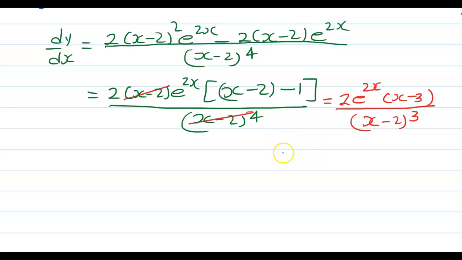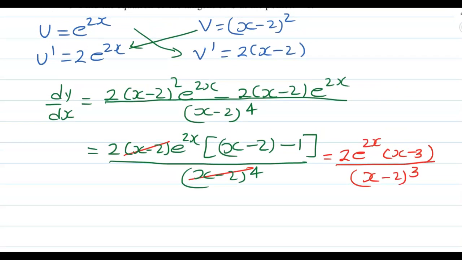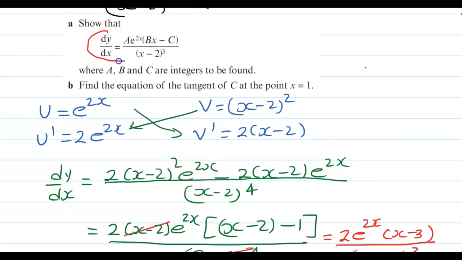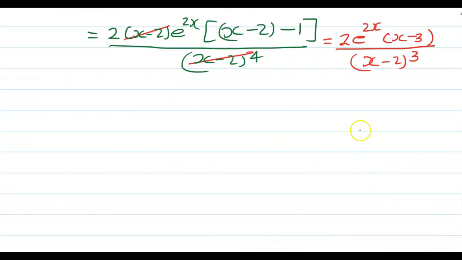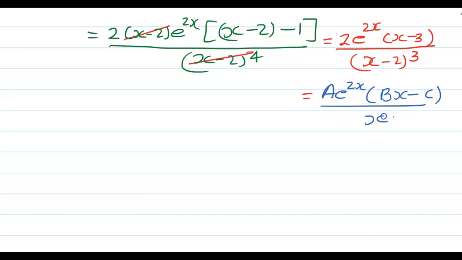But if you compare this with the question, dy by dx is a e to the power 2x, (bx minus c) divided by (x minus 2) to the power 3. So what will be our final answer when putting the values of a, b, c? Let me write this down. If you write a e to the power 2x and (bx minus c) over (x minus 2) to the power 3, then a will be 2 here, b is 1 and c is 3 if you compare these two.